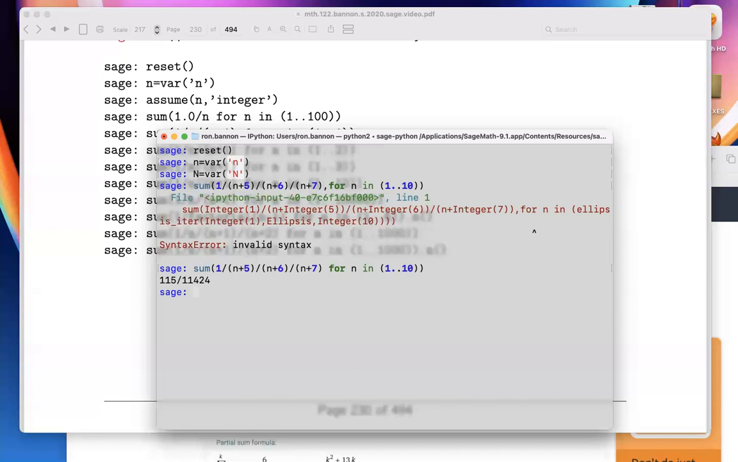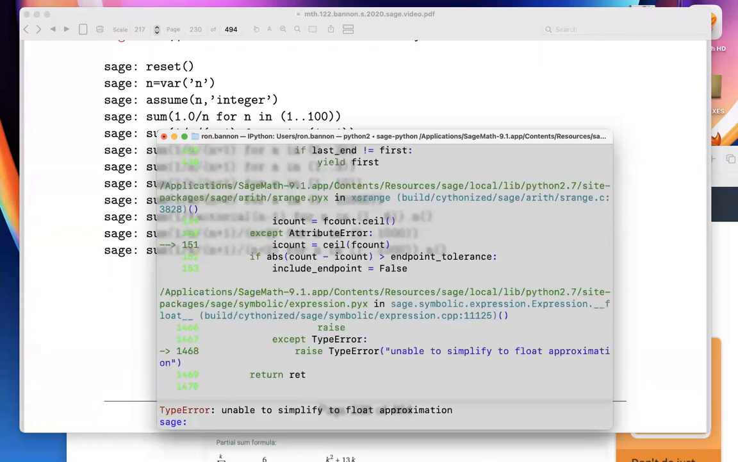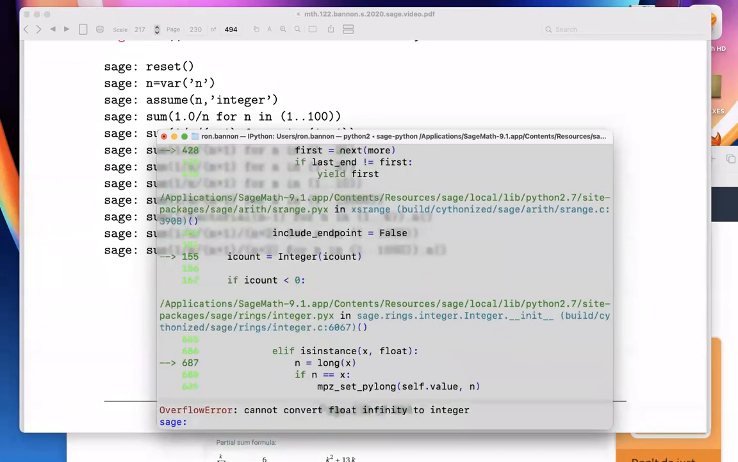All right, let's try something different. And again, the point of this is to realize sometimes one piece of software may not be well designed to do something. And it says it can't do it. Let me try this. I'm going to put infinity in. Remember, infinity is 0. And again, it can't do it.